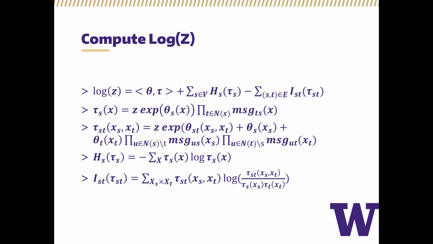To compute log Z with the approximation method, once I have the converged messages, I just follow the lecture notes to calculate the log Z according to a better approximation, computing tau, entropy, and mutual information respectively.